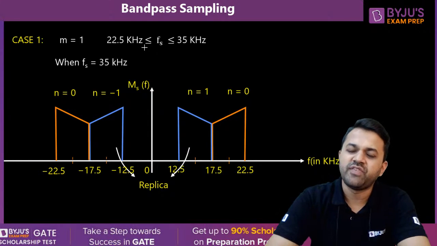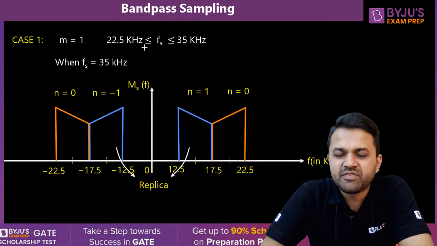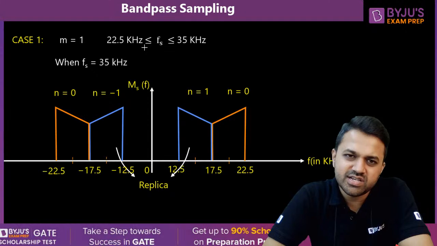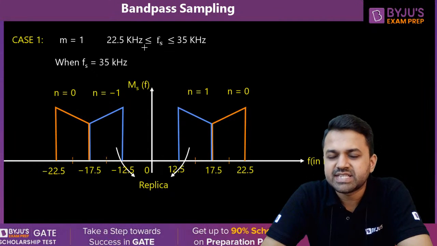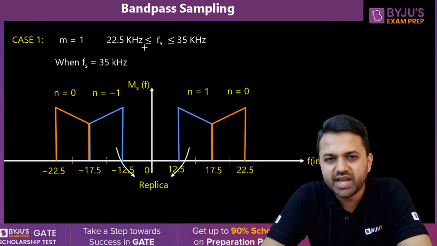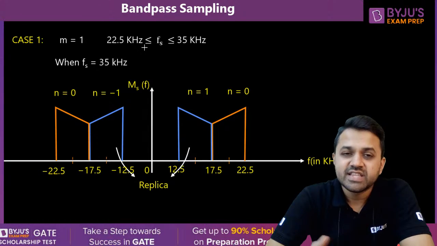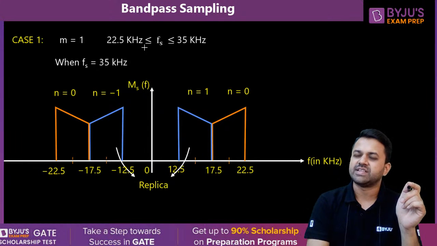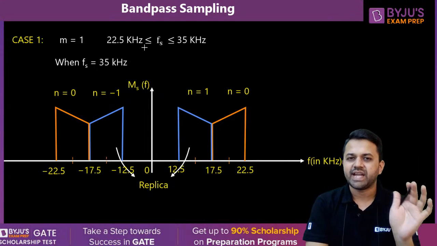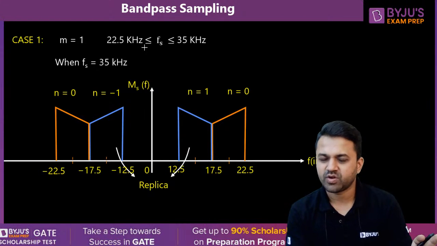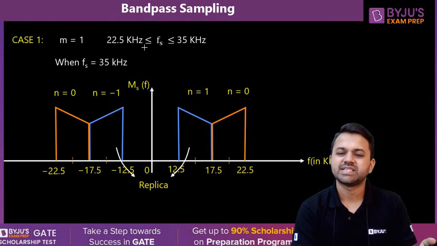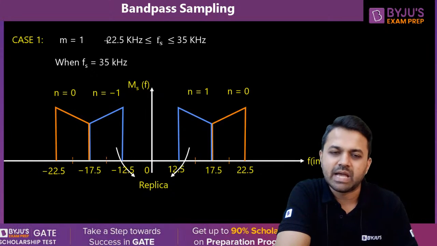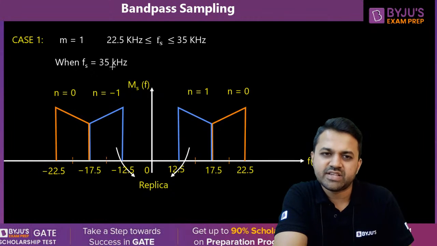That means there is no fixed value. If you take the sampling frequency 22.5, that is also okay. If you take fs equal to 30 kilohertz, that will also be okay. If you take 32 kilohertz, that is also fine. If you take fs equal to 35, that is also fine. That means in this range, if you select any sampling frequency, you will recover your message signal without distortion. But we are looking for the minimum sampling frequency. So let's take fs equal to 35.